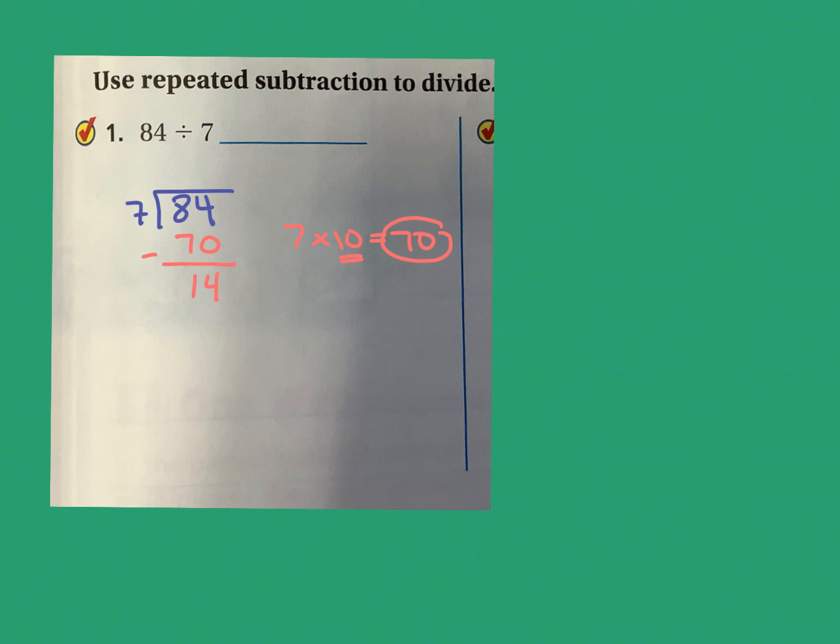Well, 7 times what number could give me 14? 7 times 2 does. Oh, it so helps to know our multiplication facts, right? Good thing we worked on them. So now I'll take the 14 out, and look, there's nothing left. So I did 10 sevens here, and then 2 more sevens for a grand total of 12 sevens. So 84 divided by 7 equals 12.